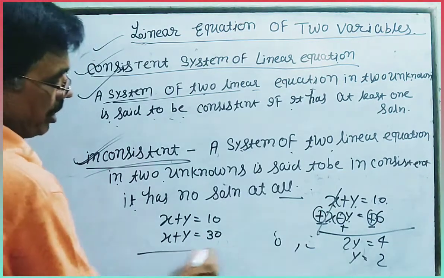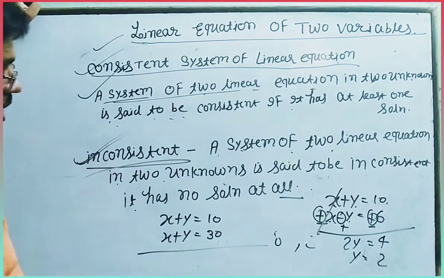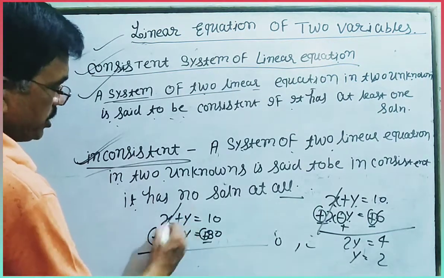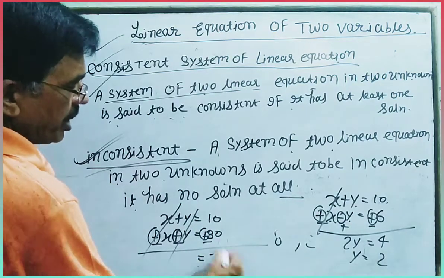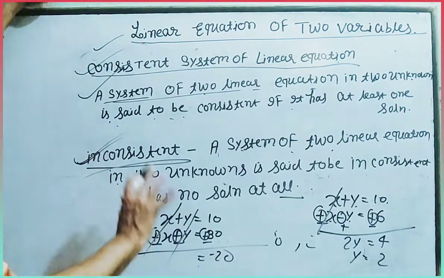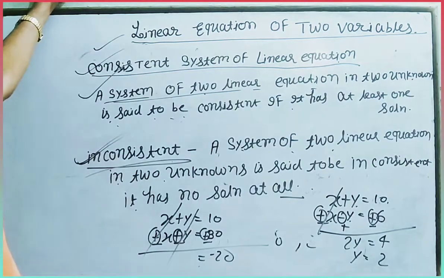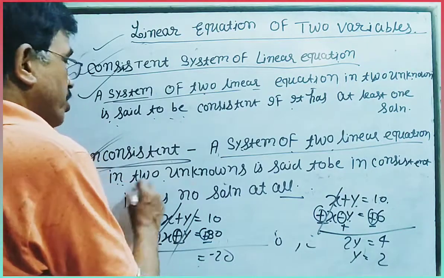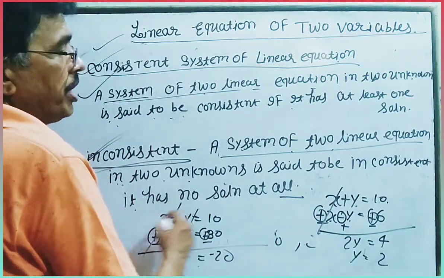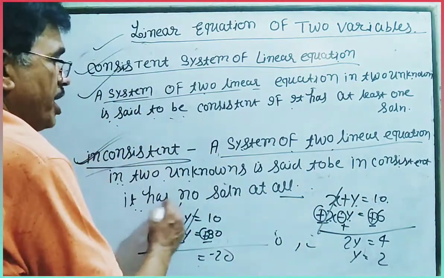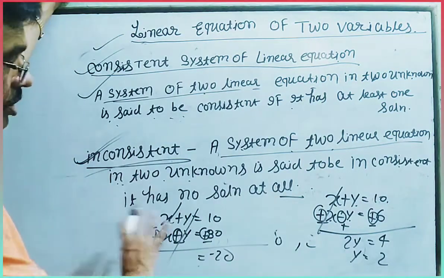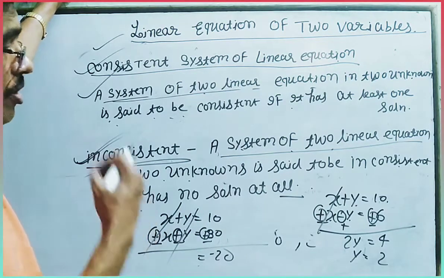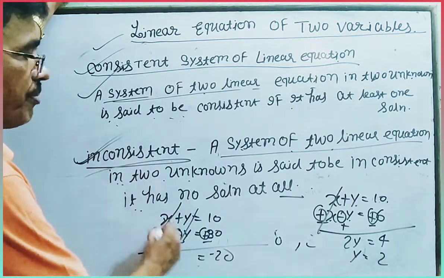You cannot find the value of x, y. It is not possible. You subtract, the x cancels, and you get minus 2. So it is not possible to find the value of x and y. That means a system of two linear equations in two unknowns, x and y, is said to be inconsistent. It has no solution at all. It is not possible to find the value of x and y. That means there is no value of x and y that satisfies both equations.